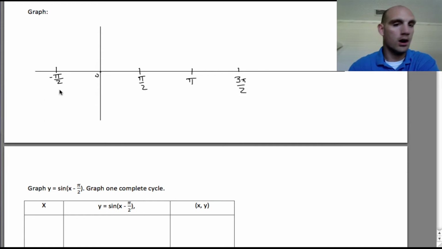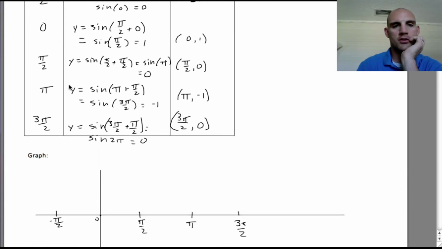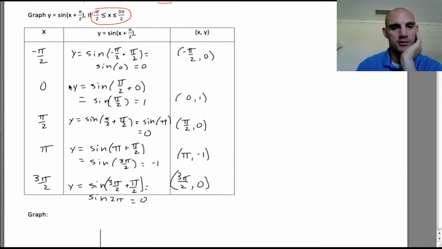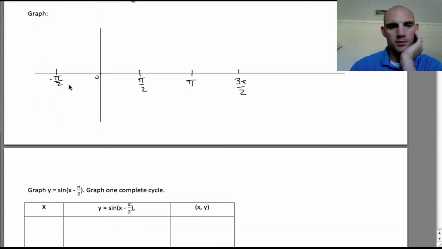Now, where are we on the continuum? If we scroll back up a little bit, we know that at negative pi over 2, we're at 0. So we'll just plot that right on here. No problems.